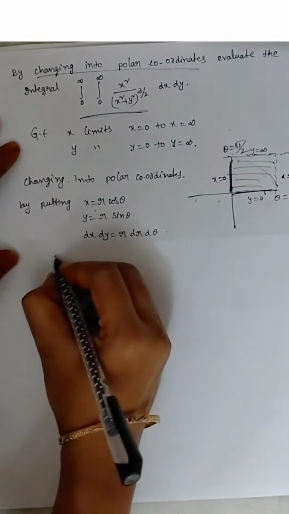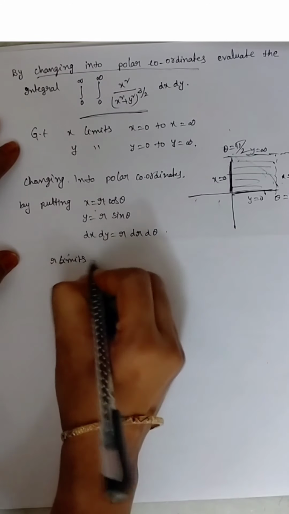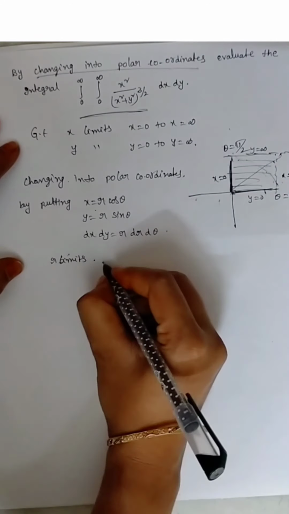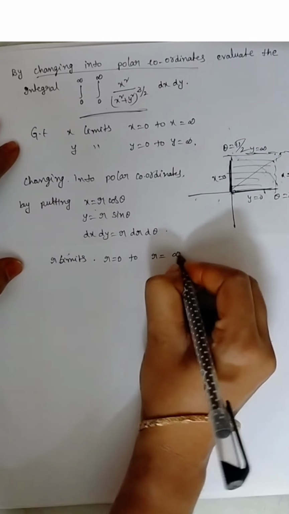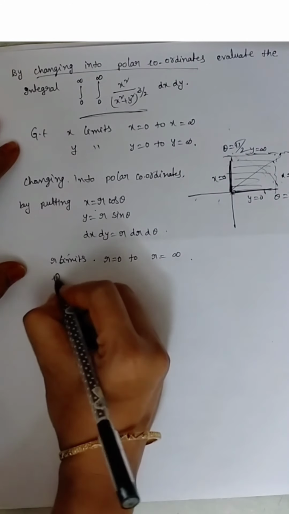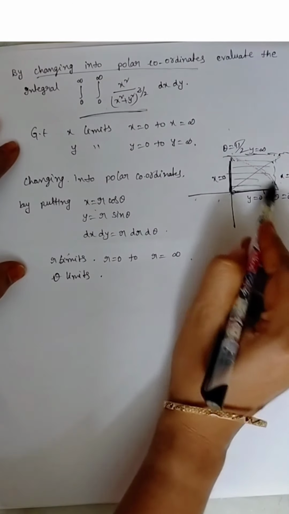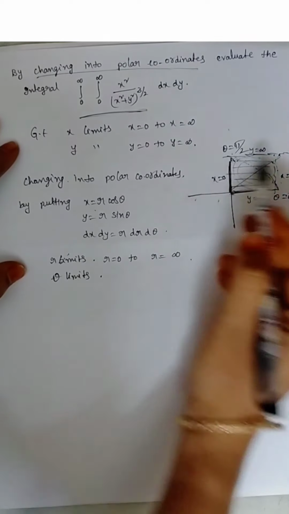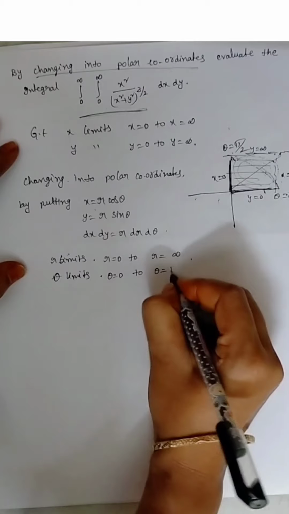Dr d theta. Now find the r limits. What will be the r limits? Tell me. R equals 0 to r equals infinity. Now what are the theta limits? As I told you already, this region is in between the angle theta equals 0 to theta equals pi by 2. So theta equals 0 to theta equals pi by 2.